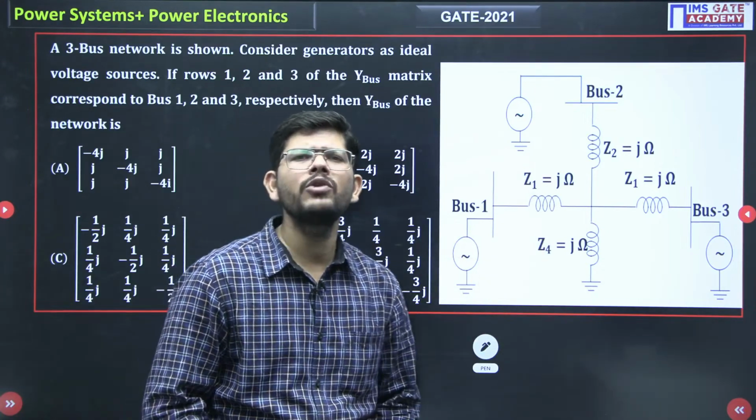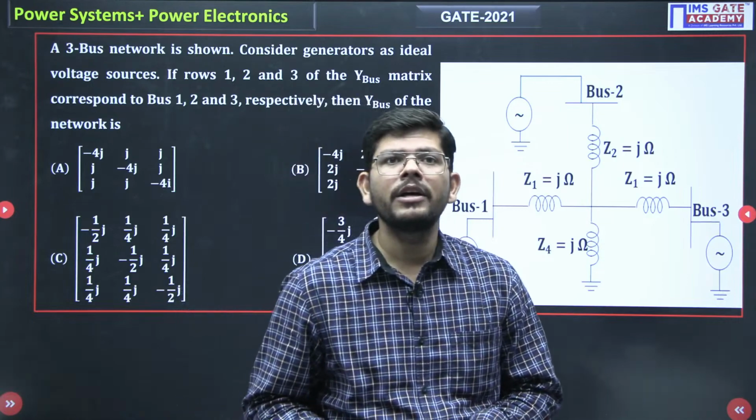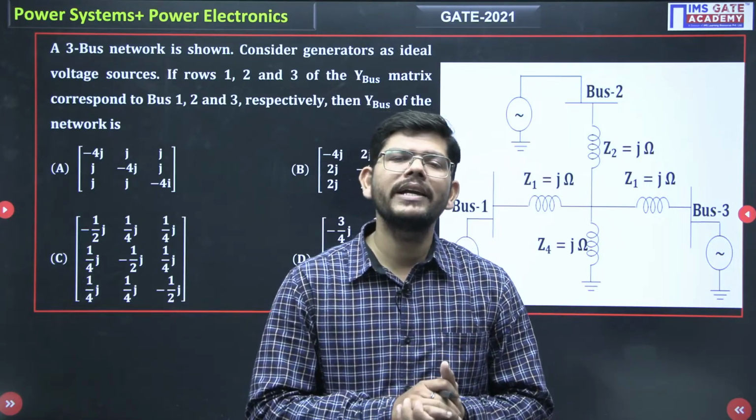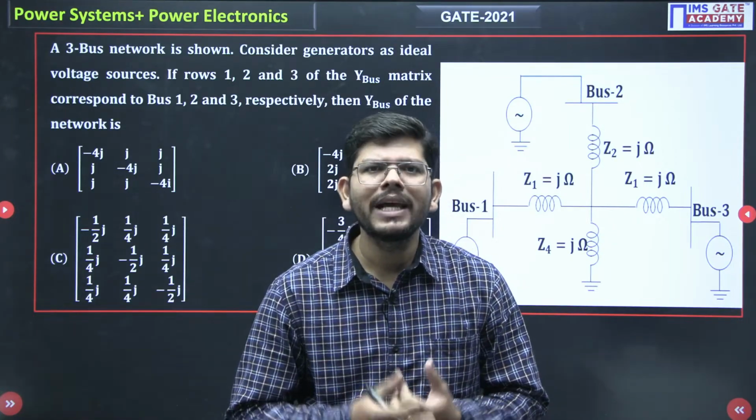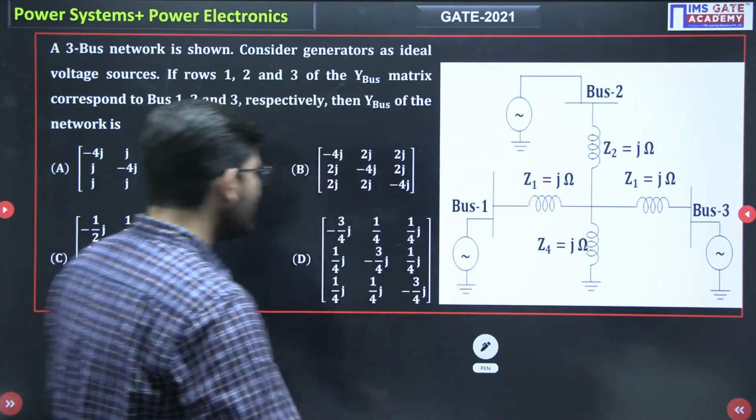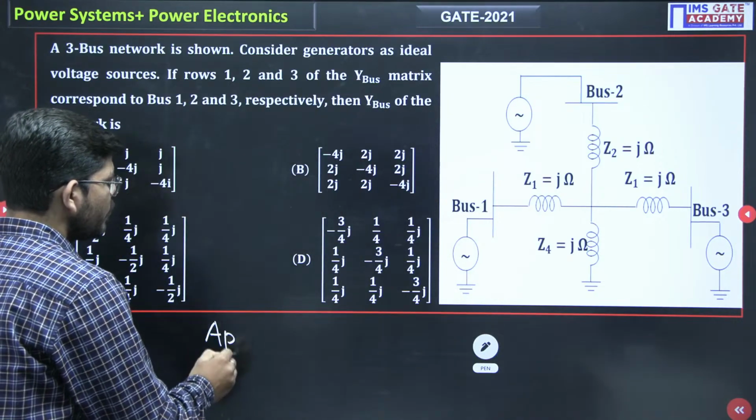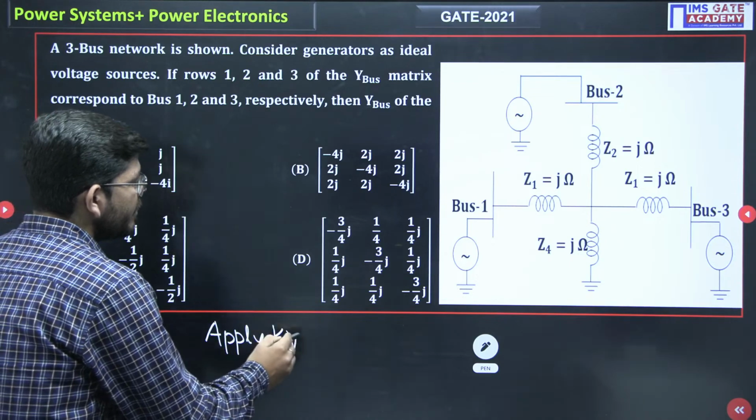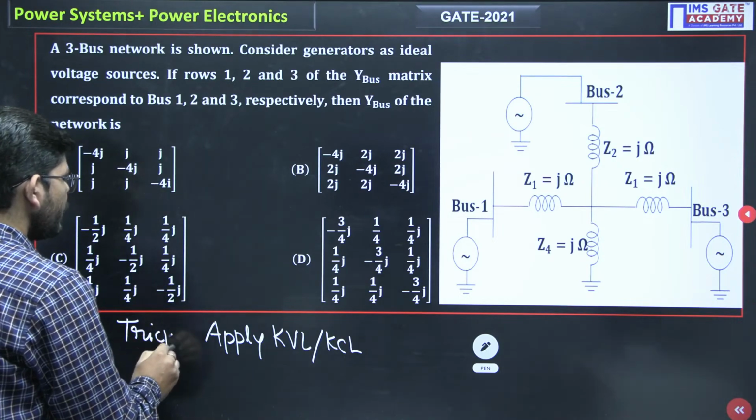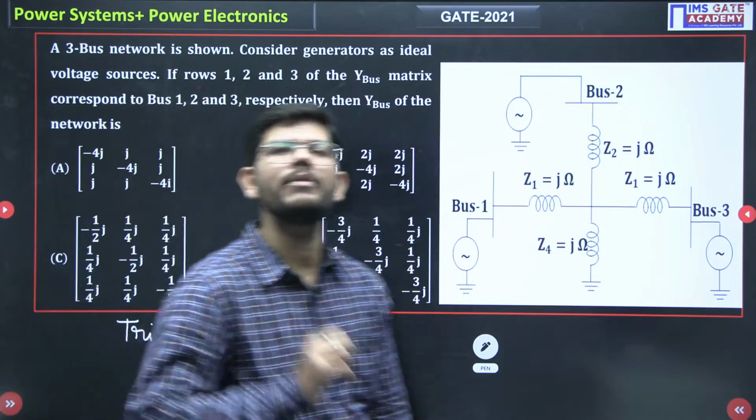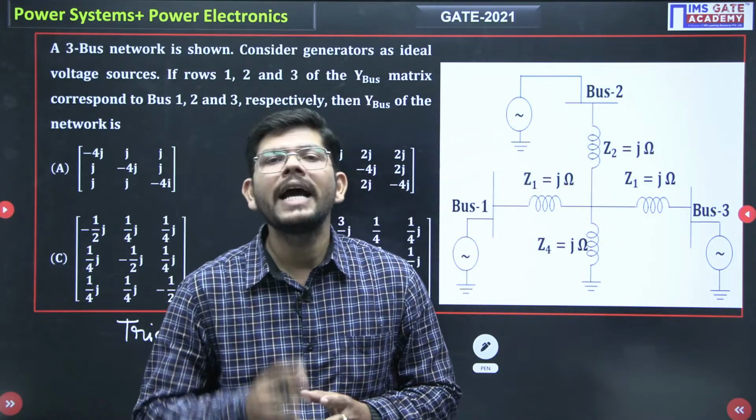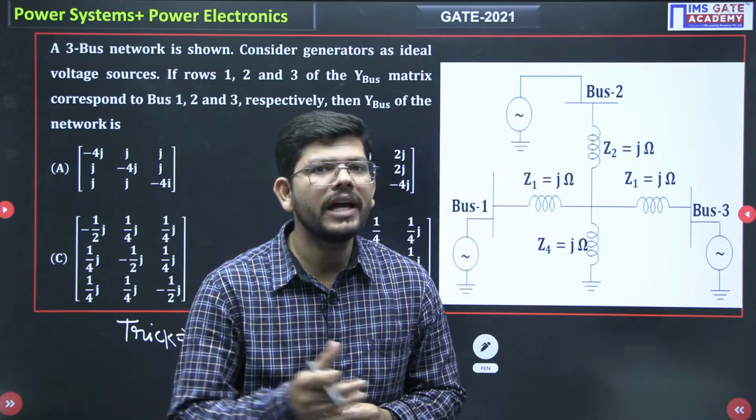Whenever you are not able to form the Y bus matrix by looking at the diagram, not able to judge the off-diagonal and diagonal elements, what you have to do? Apply KVL and KCL. This is the trick. If you have any problem in Y bus questions, apply KVL and KCL. Remember my words: whenever you are not able to calculate the Y bus matrix by inspection, apply KVL and KCL, and that is going to help you.